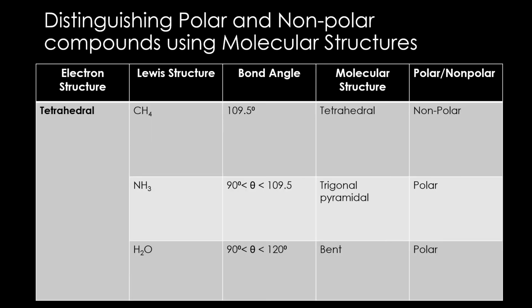If a central atom with a tetrahedral electron structure has bonded all its valence electrons to 4 other identical terminal atoms, as in the example methane, the molecular shape is also tetrahedral. As mentioned before, this kind of compound is nonpolar.